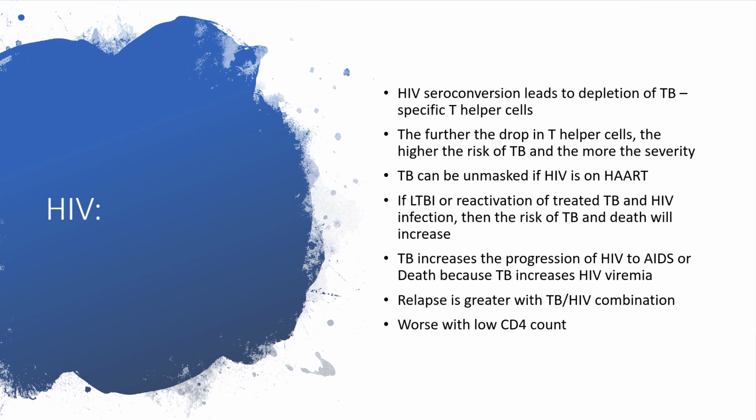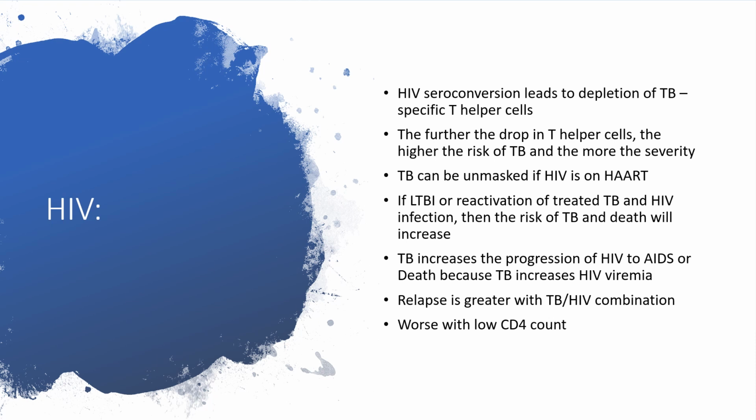Why? HIV seroconversion leads to depletion of TB-specific T helper cells. So both HIV and TB are targeting cellular immunity. And know the meaning of that? Double barrel.